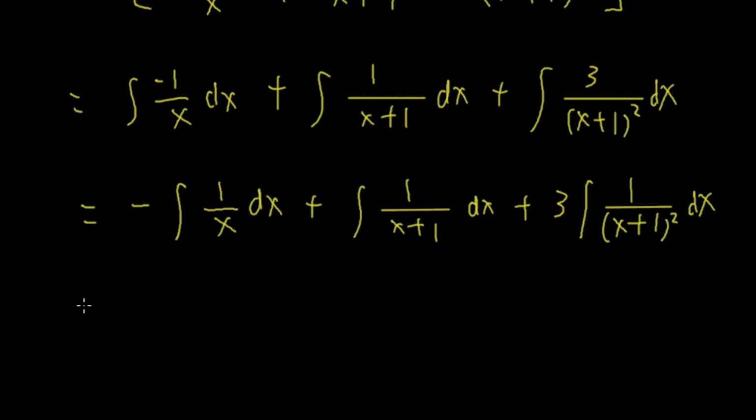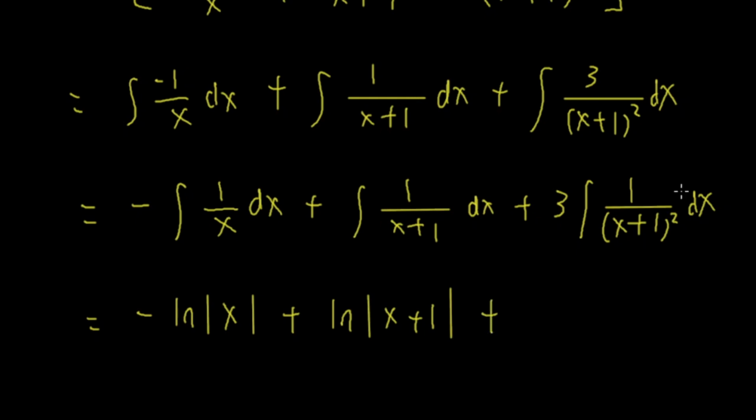Okay, we do know that, right? This is equal to negative ln of x plus this one is ln of x plus 1. Now plus 3 times, what's this? What's the integral of 1 over x plus 1 to the power of 2?